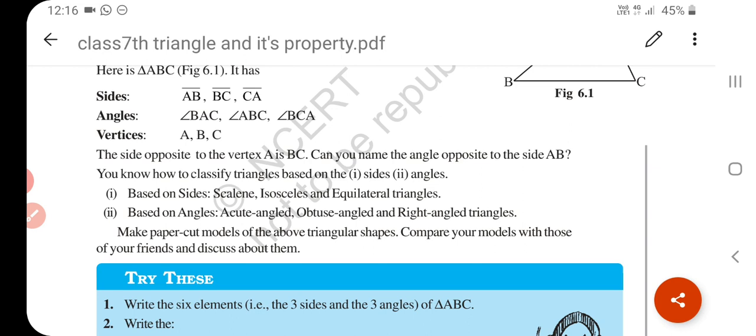Okay, understand? So remember these six types of triangle. Total how many types of triangle are there? Six types. First is equilateral, isosceles, scalene, acute angle triangle, right angle triangle, and obtuse angle triangle. Okay, understand?